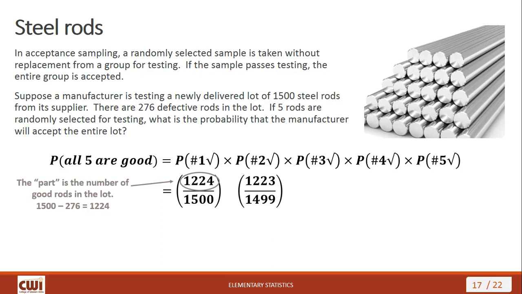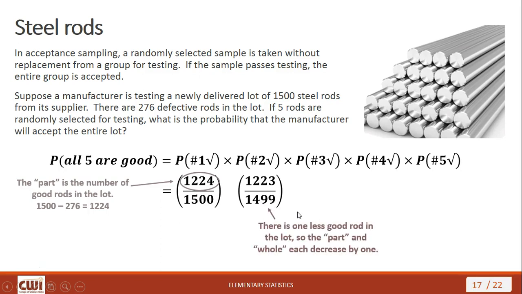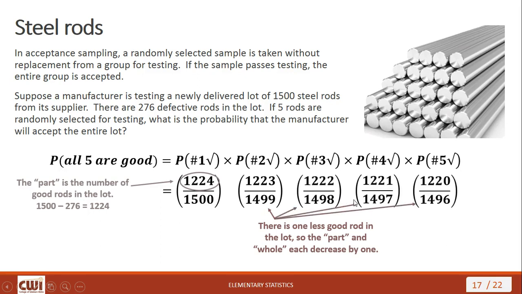Each of these testing events is dependent because the probability of one happening changes the probability of the others happening. So that one rod that didn't get put back in means there's one less good rod in the lot, and one less rod total in the lot, so each of those numbers goes down by 1. We're going to see the same thing happening, so we decrease each of these by 1. That's going to happen for each of the other remaining probabilities that we need to calculate.